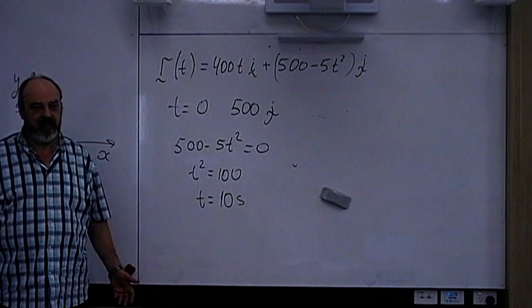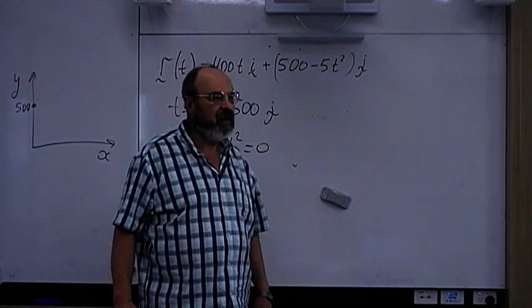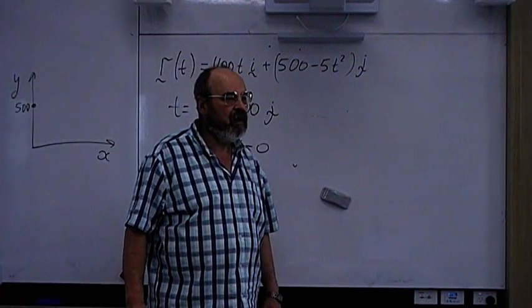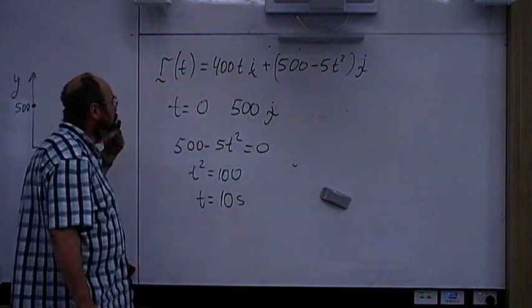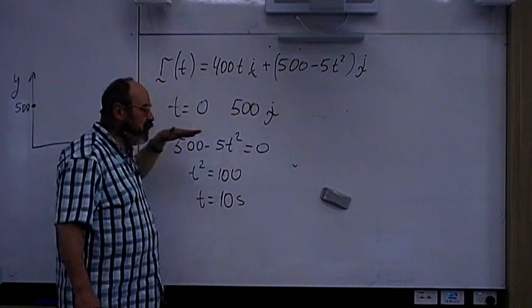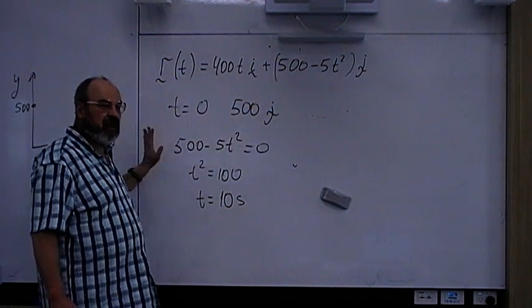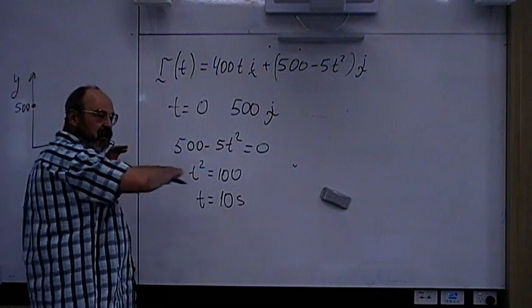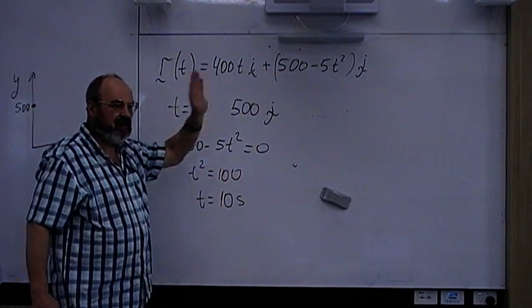Make sense? So in these kinds of questions, you can ignore the i, because i is the horizontal. In this case it's two-dimensional, where x is horizontal and y is vertical.